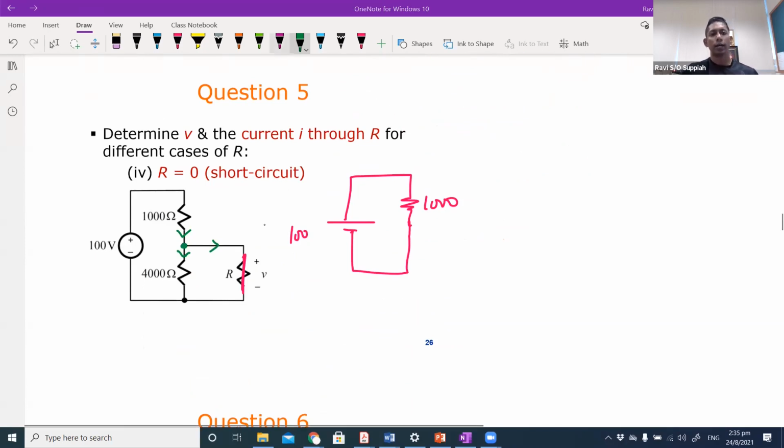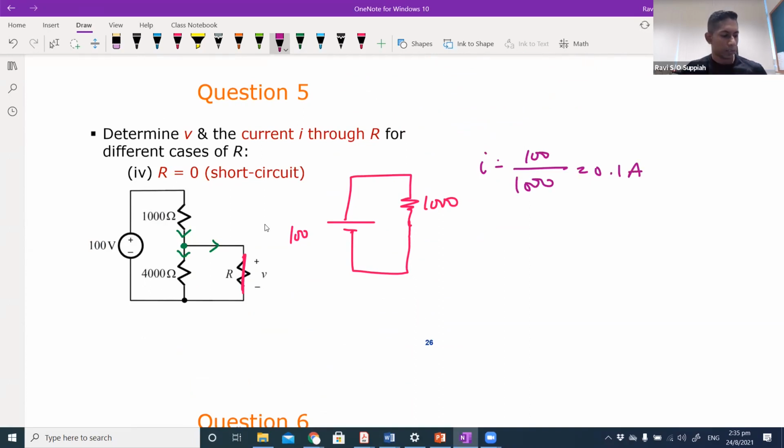The only current that flows in your circuit will be 100 over 1000, which is 0.1 ampere. And the voltage is of course going to be zero, because when you connect your voltmeter across a short circuit, you read zero because there is no voltage drop across the short circuit. So the voltage across the load here will be zero. That gives you an idea of how connecting a load across a resistor has an impact on the voltage and the current that you will experience.